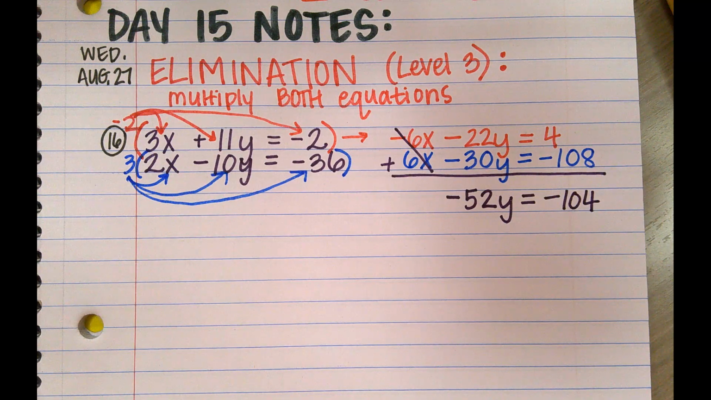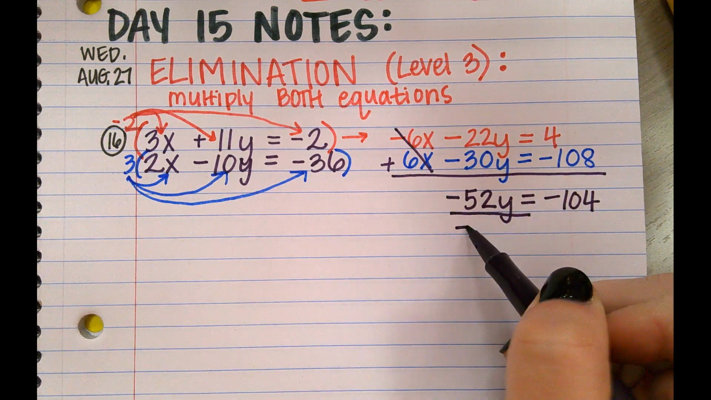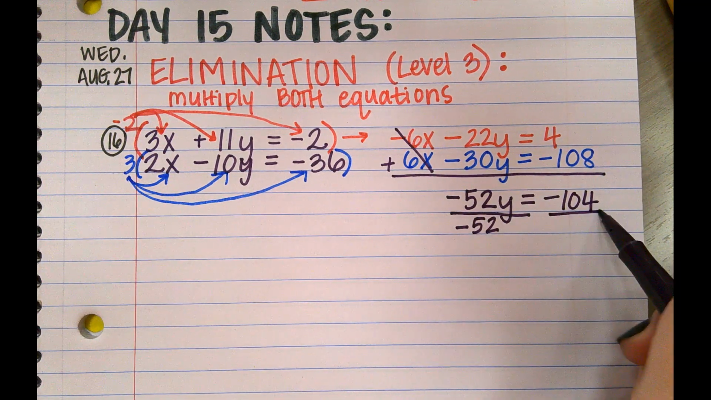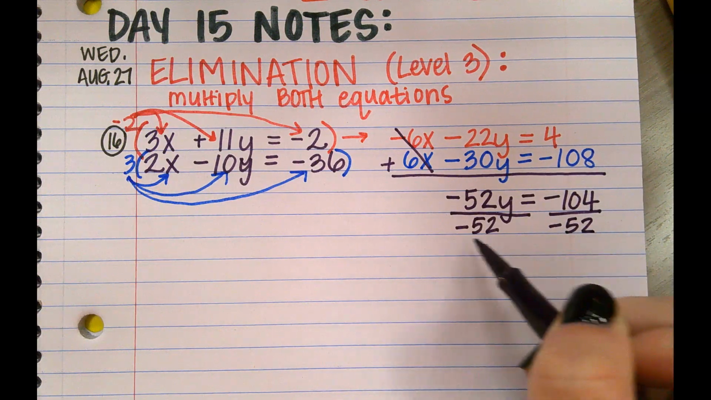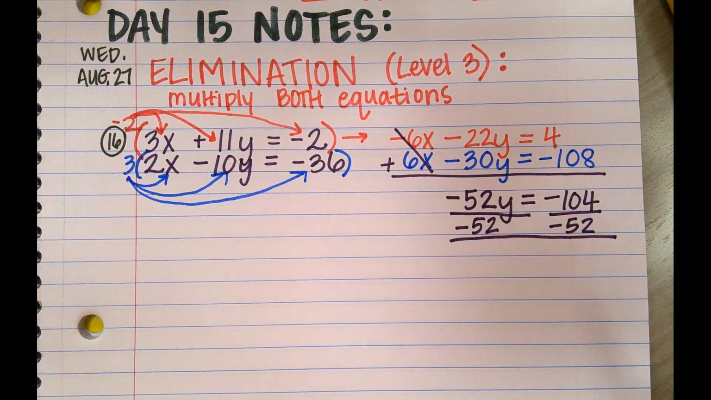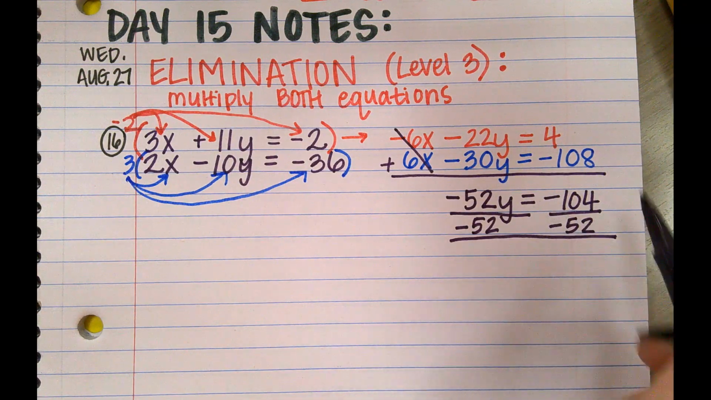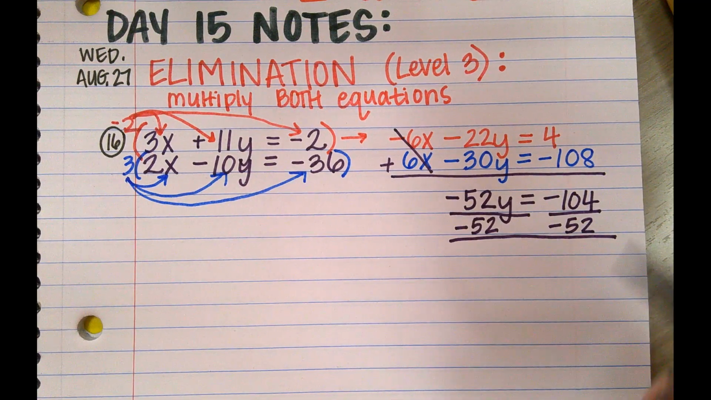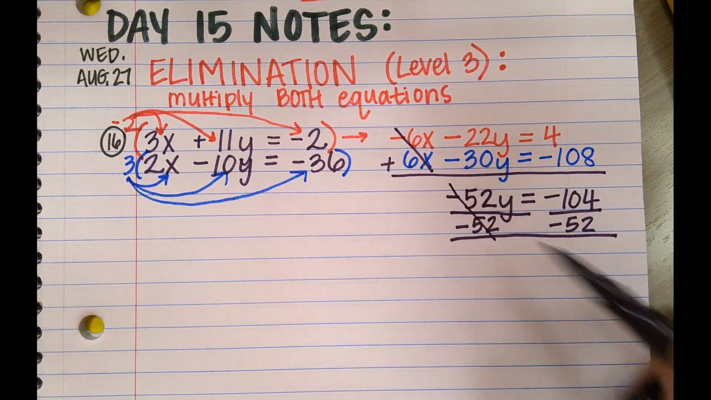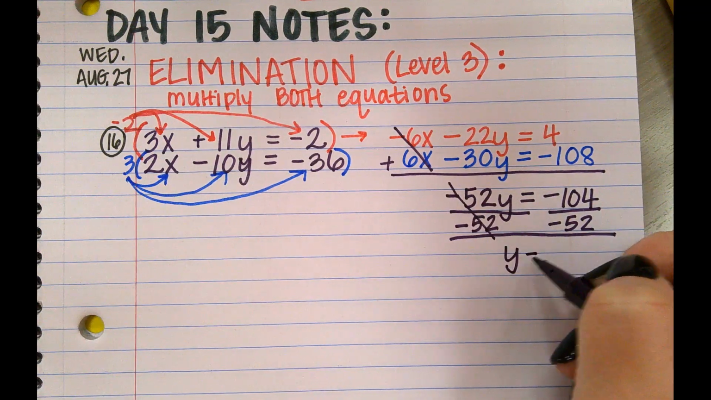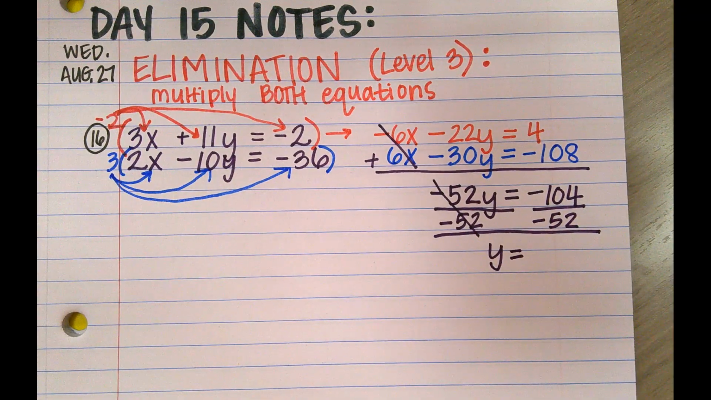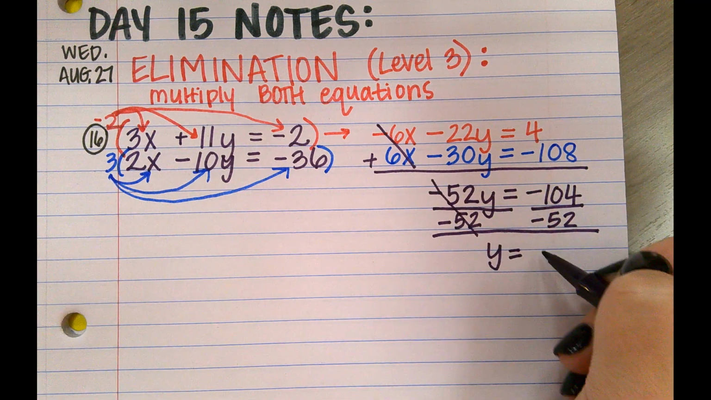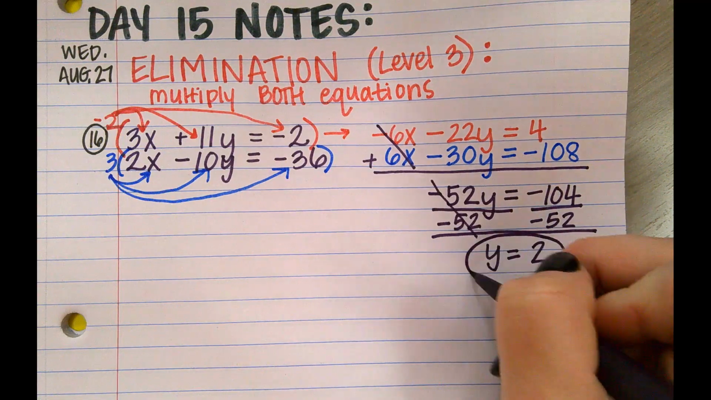And we will divide. Negative 52. Thank you for saying that. It makes a difference. I was writing and I didn't bring it down until you said it. Okay. Caught myself doing the same thing, so I had to say it for me. Right. And what happens next? Negative 104 divided by negative 52. Yes, positive 2 is my y.